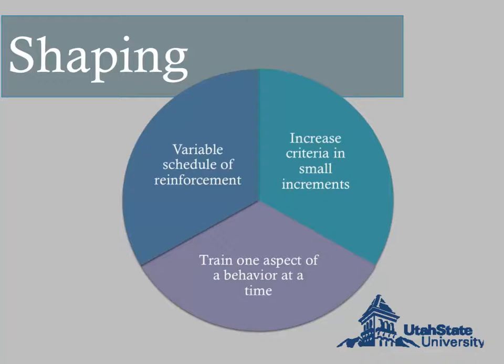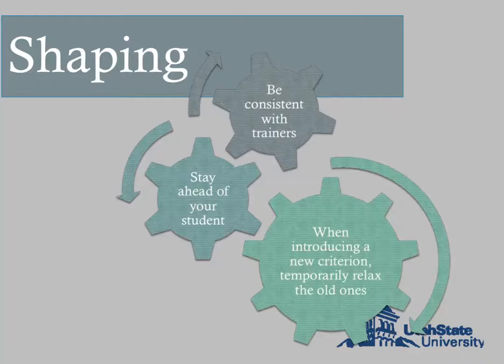criteria simultaneously. And third, during shaping, put the current level of response onto a variable schedule of reinforcement before adding or raising the criterion. This means that the learner should not know when they will receive reinforcement for completing a task. Next, when introducing a new criterion or aspect of the behavior, temporarily relax the old criteria.